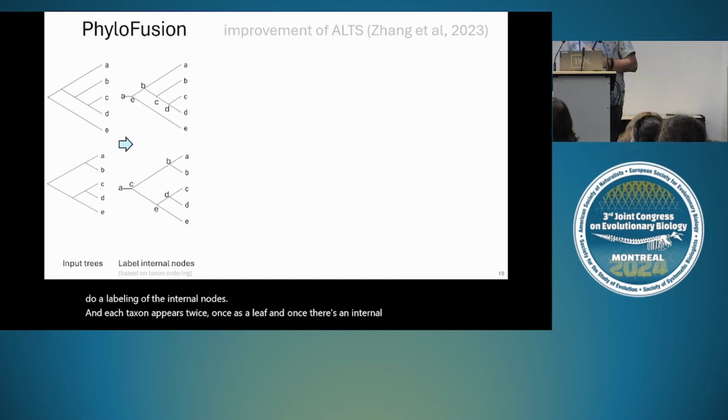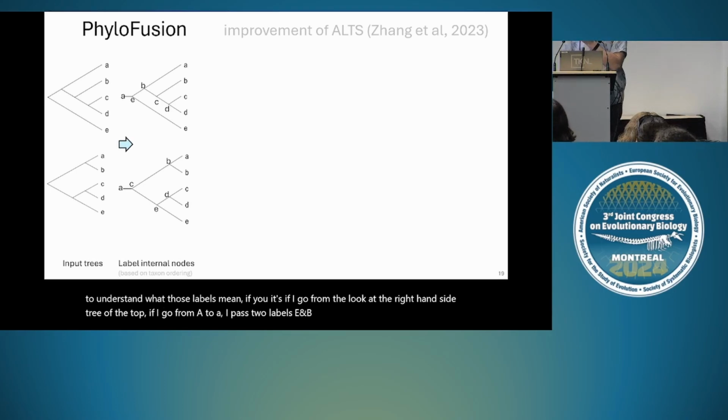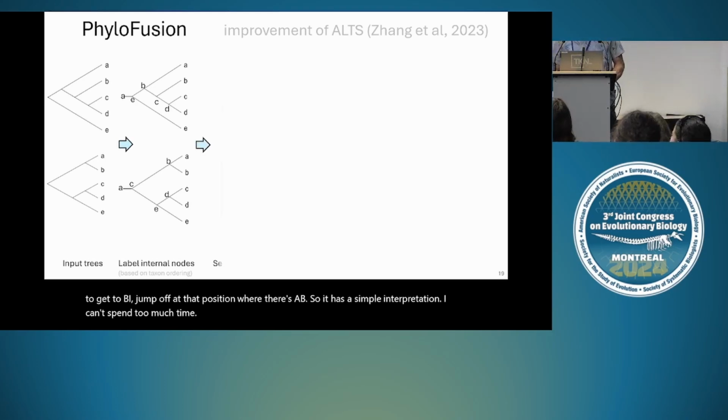Basically, to understand what those labels mean, look at the right-hand side tree at the top. If I go from A to A, I pass two labels, E and B. These are the jumping off points: if I want to get to leaf E, I have to leave the path to A here and go down to E. And then if I want to get to B, I jump off at that position where there's a B. So it has a simple interpretation. I can't spend too much time talking about it. It's very simple, very easy to compute.